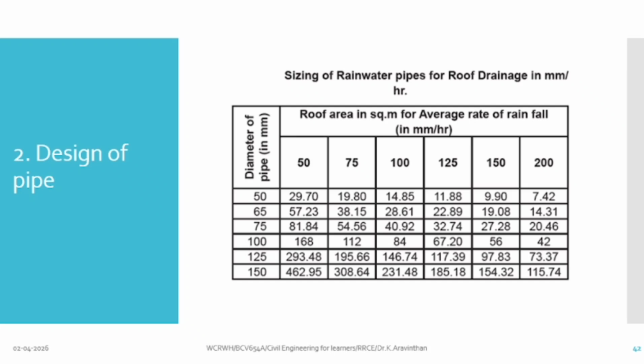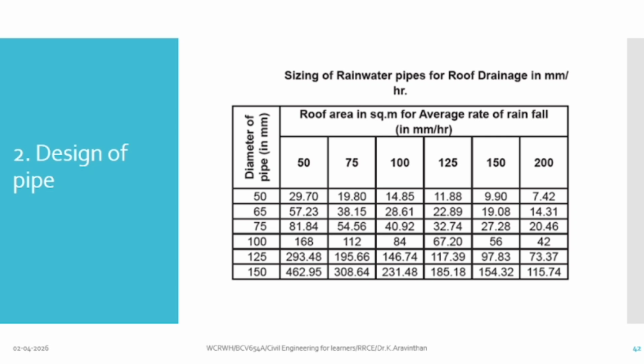This tabular column gives the size of rainwater pipe, the diameter of the pipe you should use. You have the table here: rooftop area in square meter, average rate of rainfall in millimeter per hour. For designing, you should take everything in terms of millimeter per hour. For calculating millimeter per year. Do you understand the difference? So, if you are finding per hour, imagine you have 75.